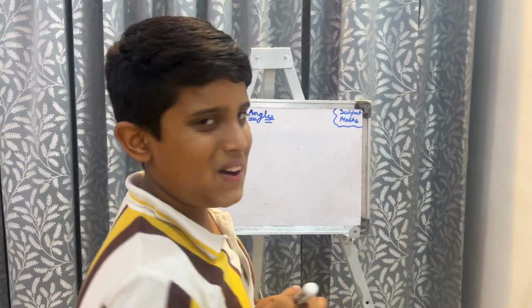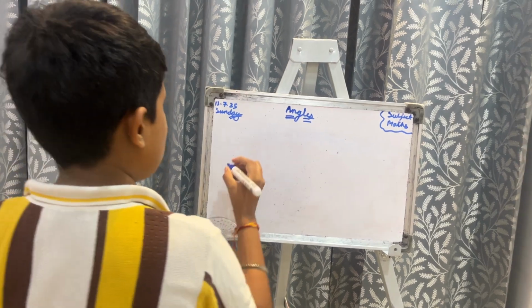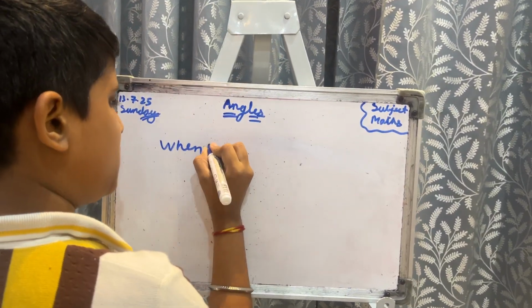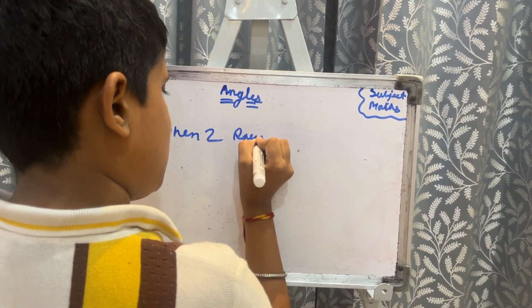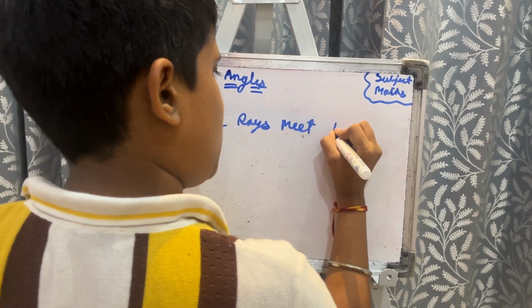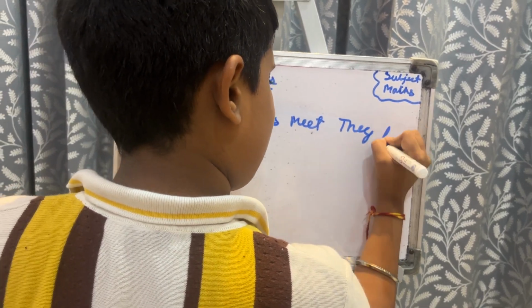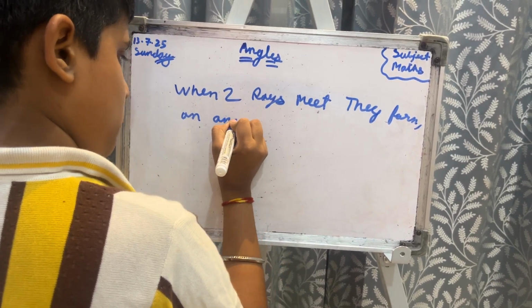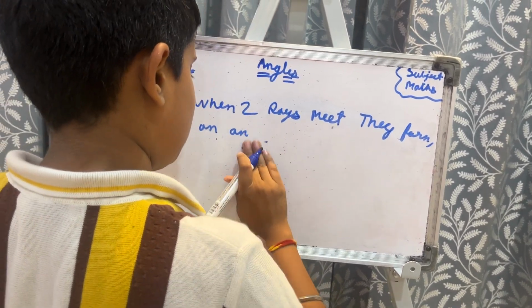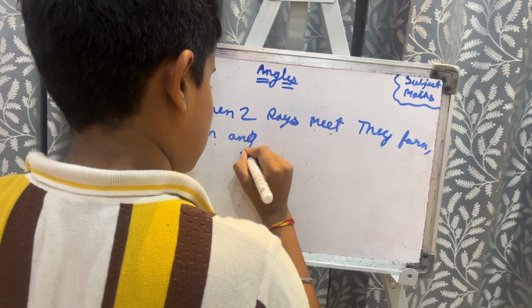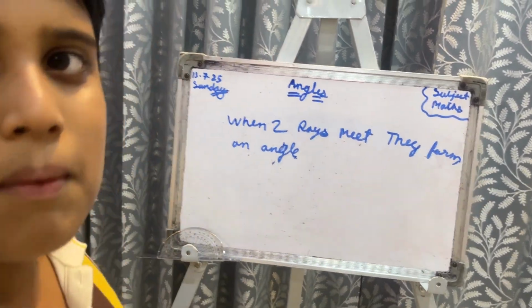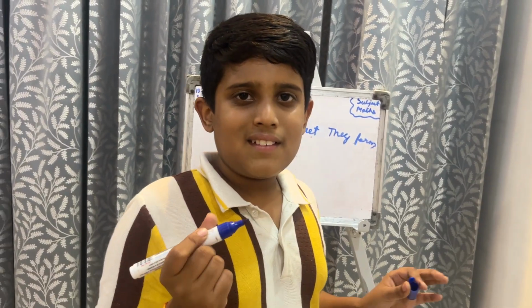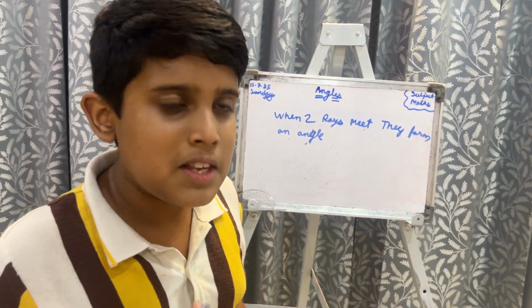Today I will teach maths and our topic is angle. So let's begin. How is an angle formed? When two rays meet, they form an angle. You were thinking how they form an angle. It's telling when two rays meet.